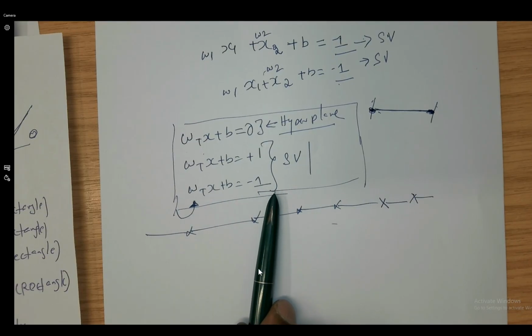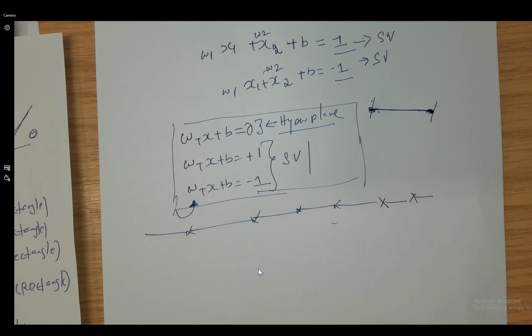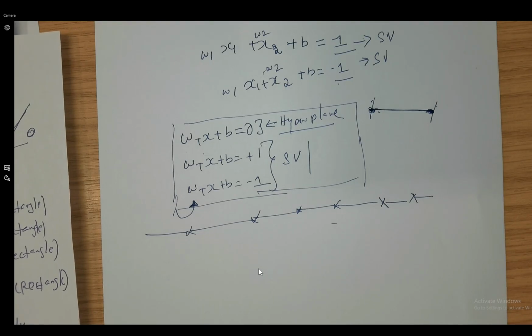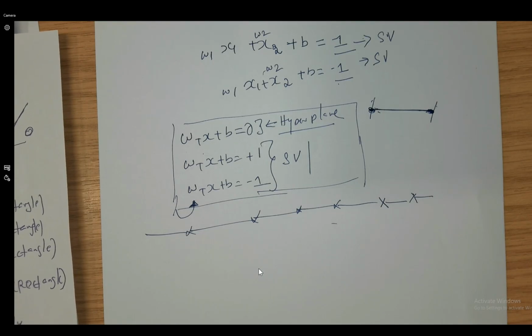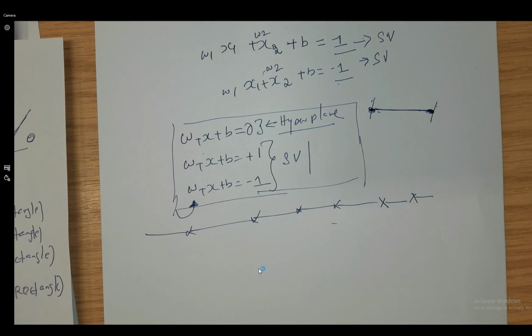So one equation corresponds to the hyperplane, one to one support vector, and another equation to the other support vector. Maybe I may give you some problem as homework that you can try to solve by yourself, and then maybe in the computer lab we will implement this algorithm for data with more rows, but we will stick to two-dimensional data even in the computer lab.